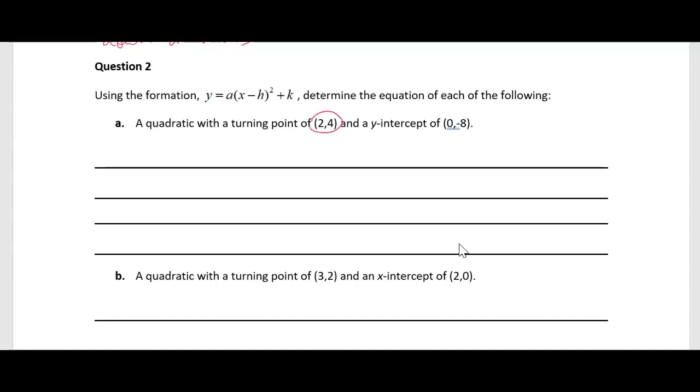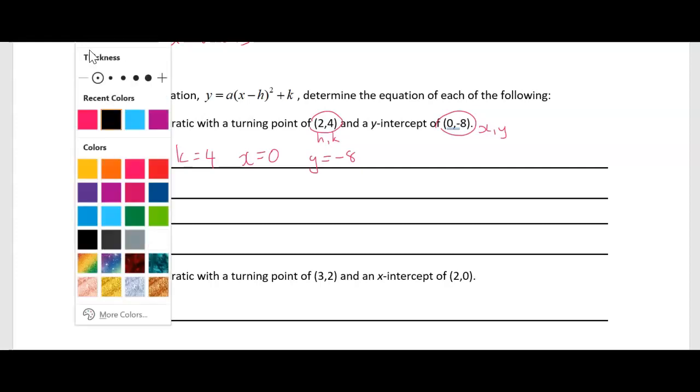So we've got a turning point of 2, 4. So remember, your turning point is h, k. So h equals 2, k equals 4. And then if you've got another point, we can just say that any coordinate is x, y. So x is equal to 0, y is equal to -8. And I think when I did this question, I didn't check what it's going to turn out like. So it could be a really complicated one. Let's hope it's not.